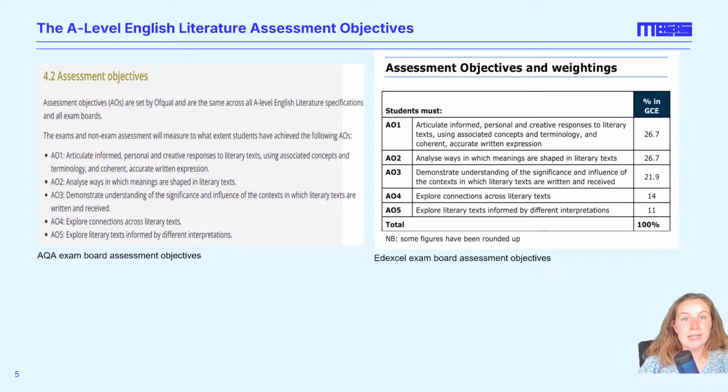So, for example, in A Thousand Splendid Suns and Tess of the D'Urbervilles, looking at the presentation of marriage as oppressive to women. Or in two poems, looking at how conflict is presented as destructive, and showing how two different contexts, two different authors, two different texts contain the same idea but portray it very differently, and thus generate even more interesting and different meanings. And then AO5 is exploring literary texts informed by different interpretations, which means criticism.